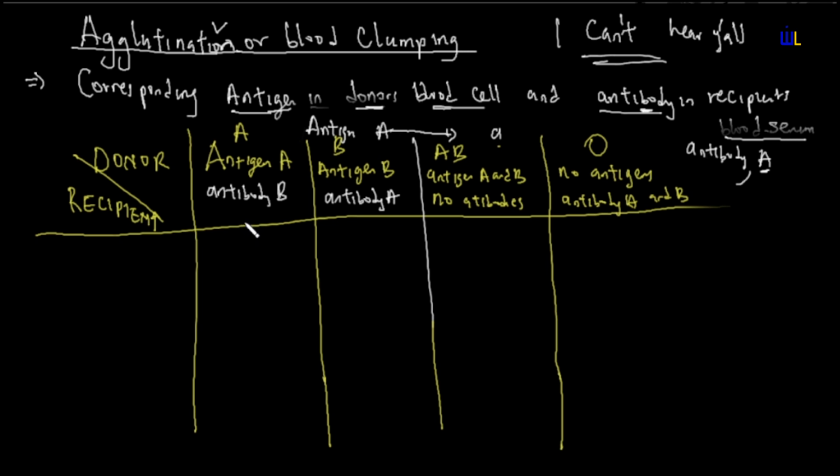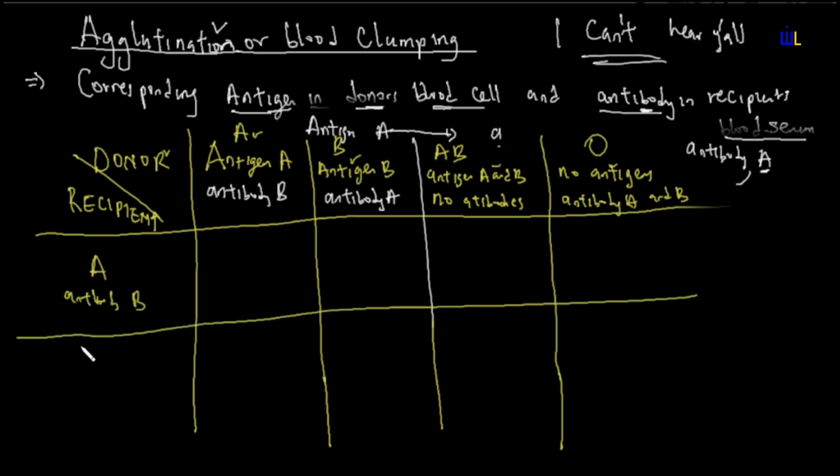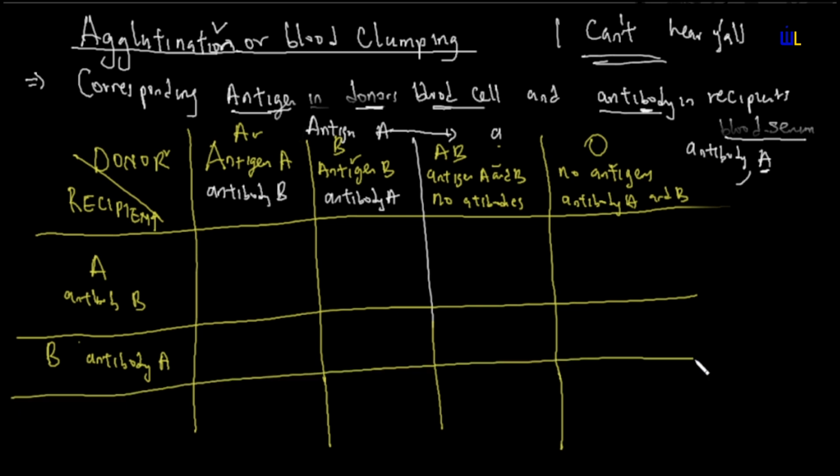So anytime you are considering this, what you are considering for the donor is antigen. Don't remove your mind from antibodies for donor. For recipients, you consider antibodies. So let's go on. If we have A, we know that this is antigen A now. I don't need to write it. Antibody B. Then for blood group B, it will have antibody A. Right? Then for blood group AB, it will have no antibodies. Are you following?